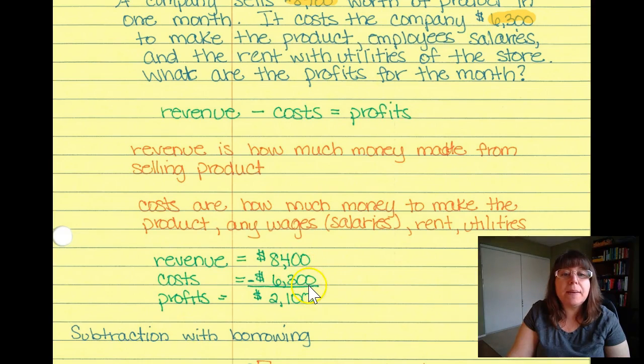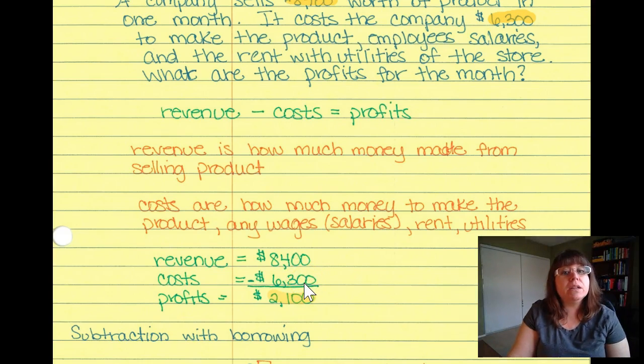So 8,400 minus 6,300 is going to be, well, 0 minus 0 is 0. In the tens column, 0 minus 0 equals 0. In the hundreds column, 4 minus 3 equals 1. In the thousands column, 8 minus 6 equals 2. So our profits are going to be 2,100. Now this is nice because our top number always had values that were equal or greater to the numbers in the bottom.